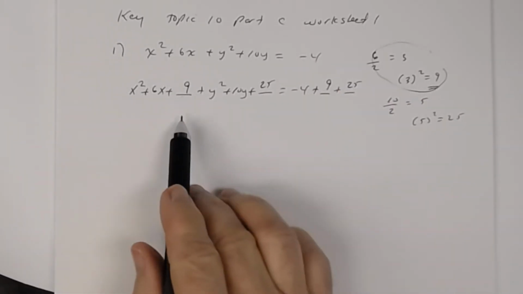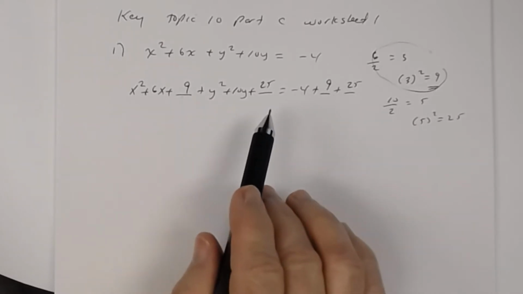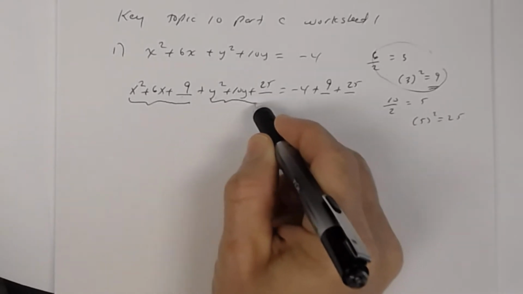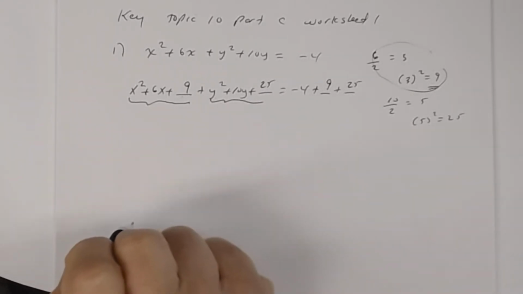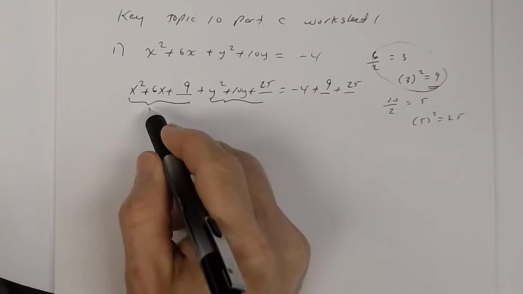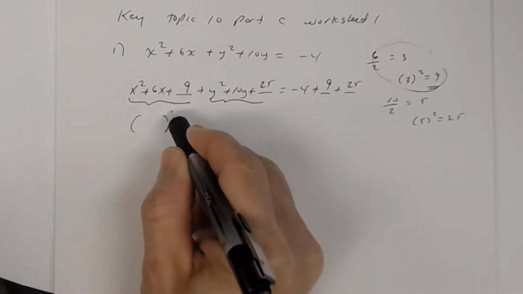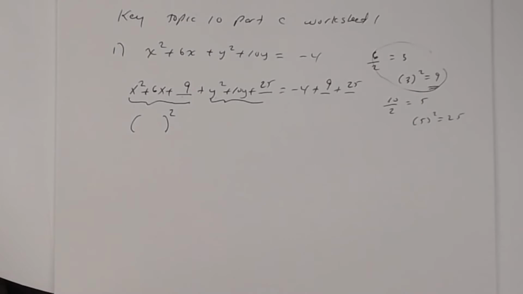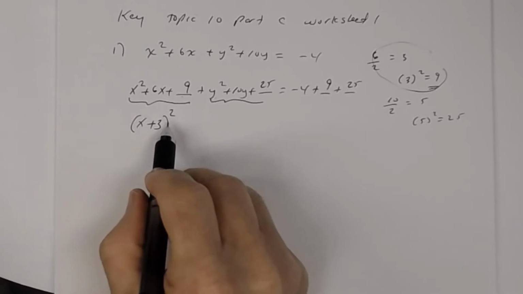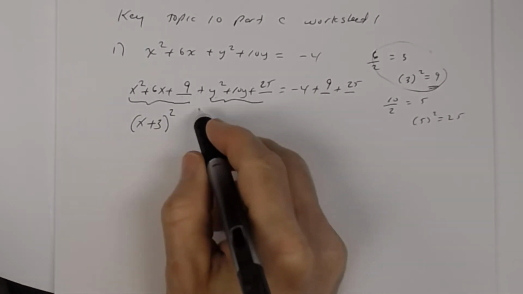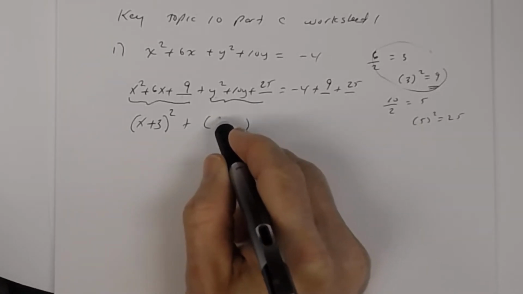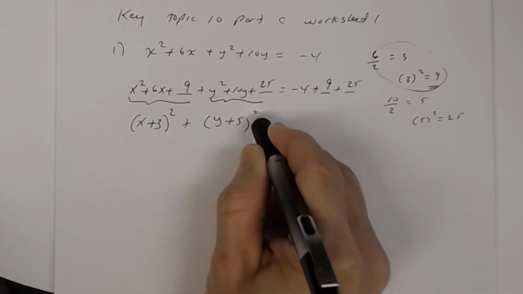If I'm doing this correctly, the trinomial that you see here and the trinomial that you see here should be perfect square trinomials. That means if I factor this, it's going to factor as a binomial times itself, so I'll be able to write it as a binomial squared. If you factor this, you get x plus 3 squared, because x plus 3 times x plus 3 is this. Do the same thing here. If I factor this, it should be a perfect square trinomial, and it is, because when I factor it, I get y plus 5 squared.